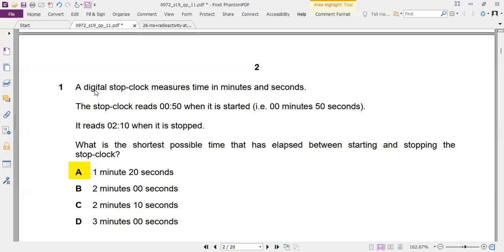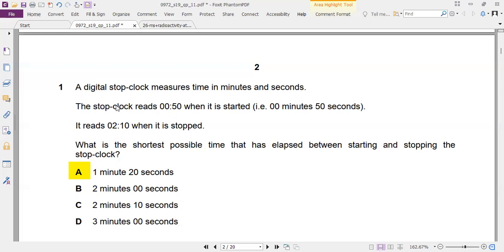Question number one. So you start from 0050, go 1 hour, it is 10150, and then add 20 minutes, 2 o'clock, and then 10 minutes. Sorry, 20 minutes means to 10 past 2. So that's 1 minute and 20 seconds.